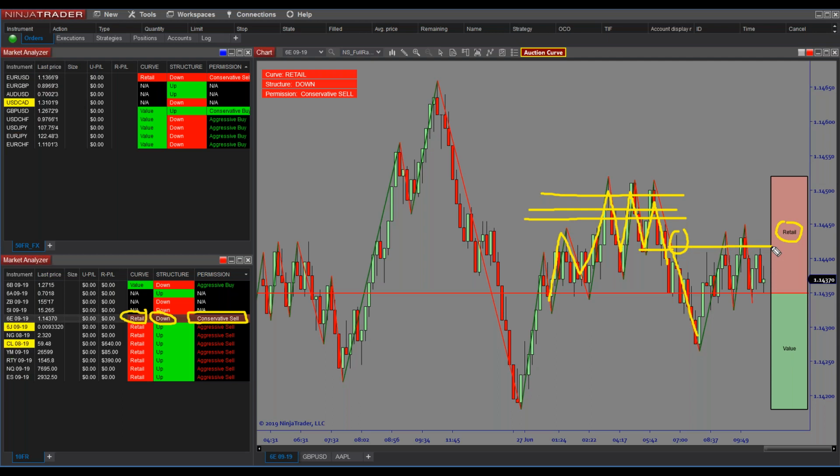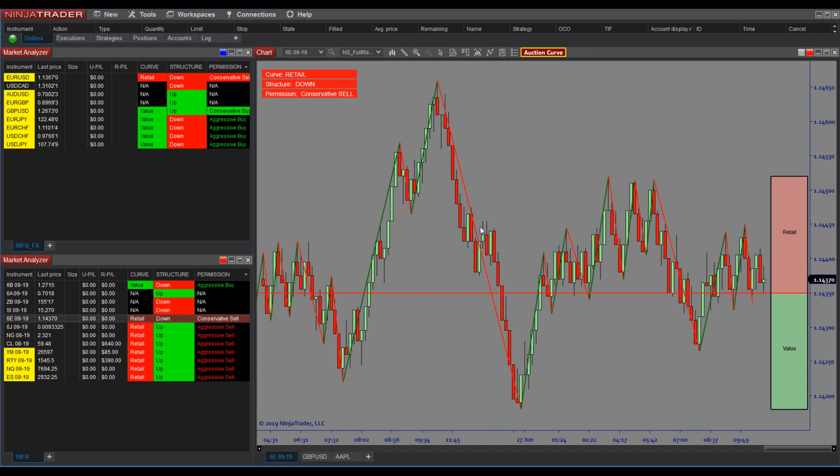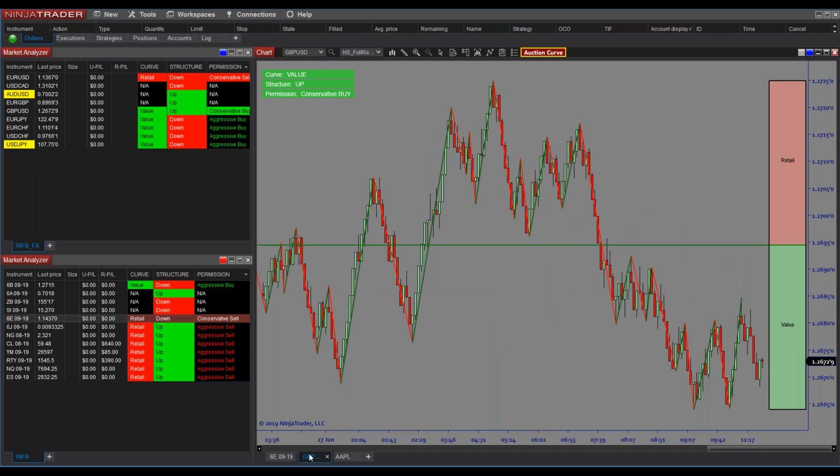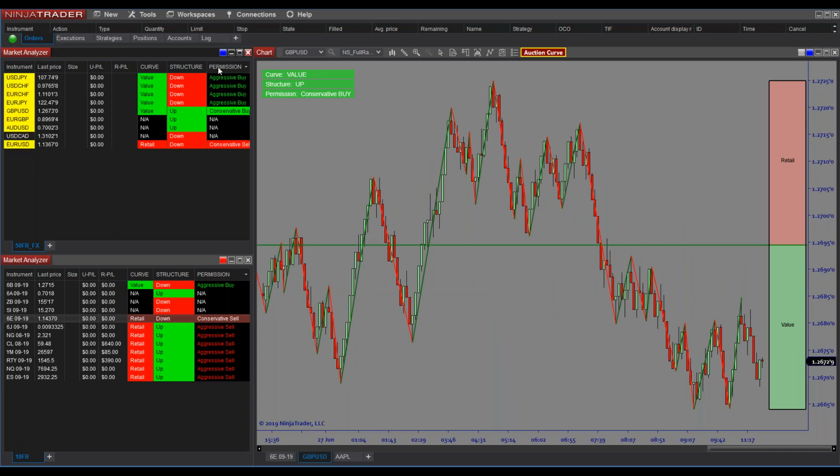You still have the sellers on your side with structure in expensive territories. If you say, you know what, I want to trade Forex. Okay, well, I trade Forex. So let's go over to the Forex chart. Let's go and scan permission. Let's say I'm a conservative trader, I want confirmation.